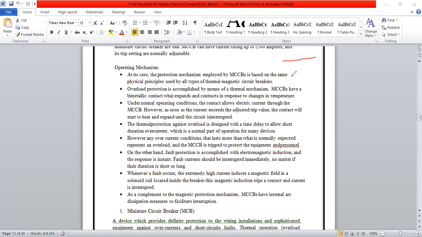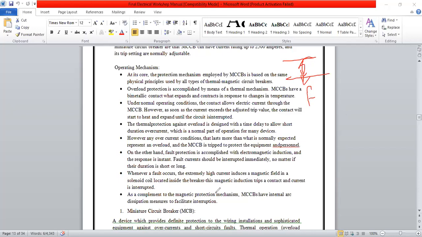Suppose, consider these are the two lines, the transmission line, and in between this transmission line one fault can occur, like a short circuit fault, a line to line fault. So if the fault occurs, the maximum current flows from that fault point. So this current can also be interrupted by using this MCCB.